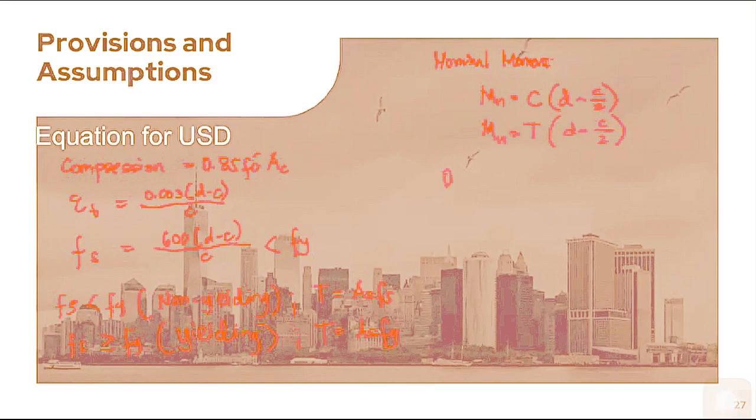For the design moment, we can have phi Mn, phi C times D minus C over 2, or phi T times D minus C over 2. So these are your equations, basic equations.